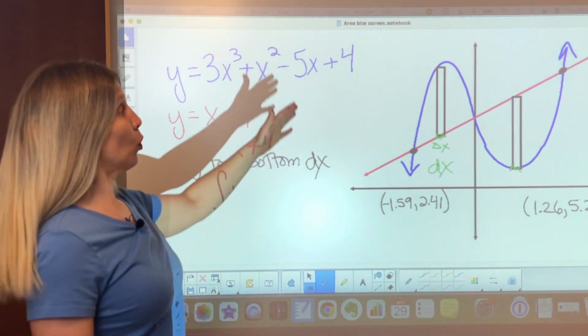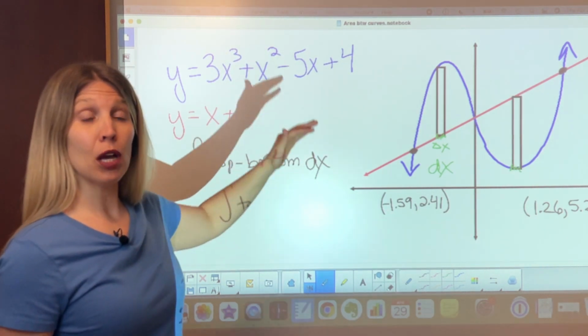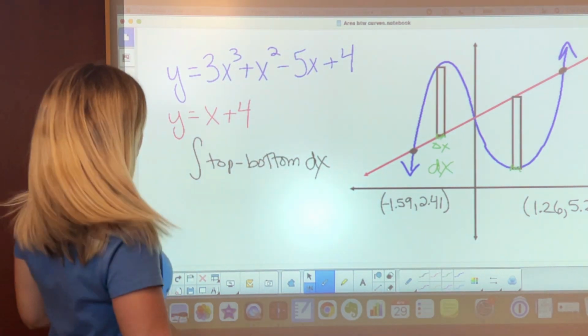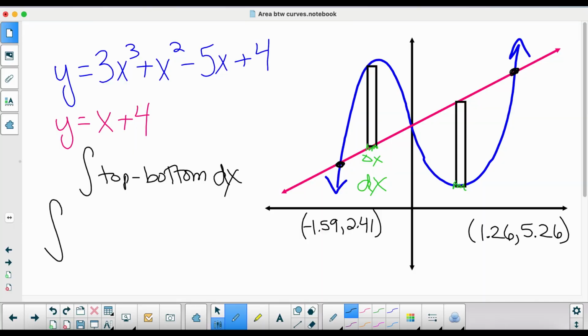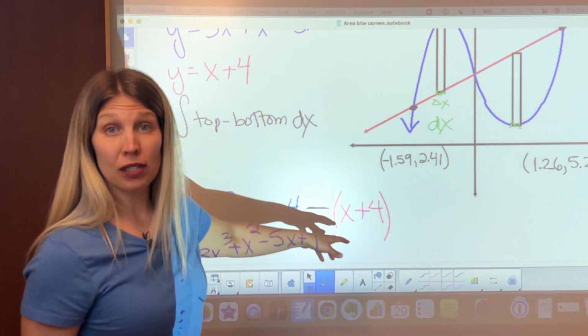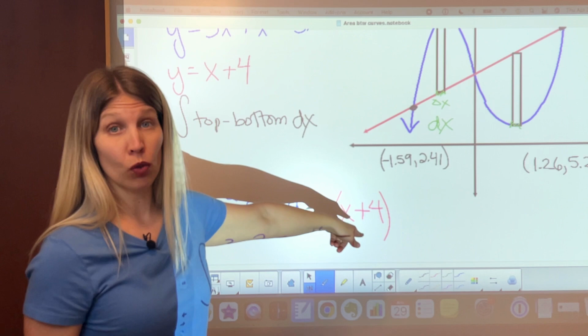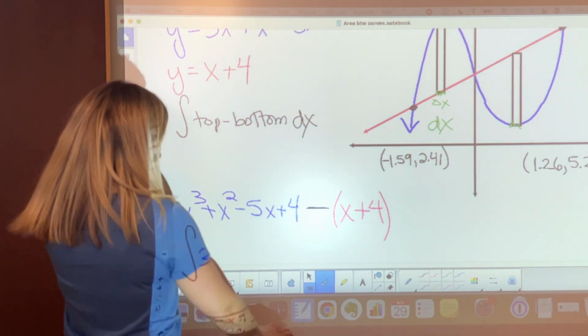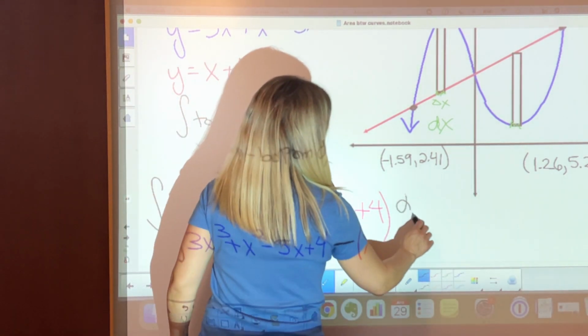So the first equation, we're going to do our top minus our bottom, our blue curve minus our pink line. So we're going to have our integral. Our top function is our blue curve, 3x cubed plus x squared minus 5x plus 4, minus parentheses x plus 4. You have to have those parentheses because that negative sign must distribute all the way through those parentheses. And then, of course, this is a dx problem.